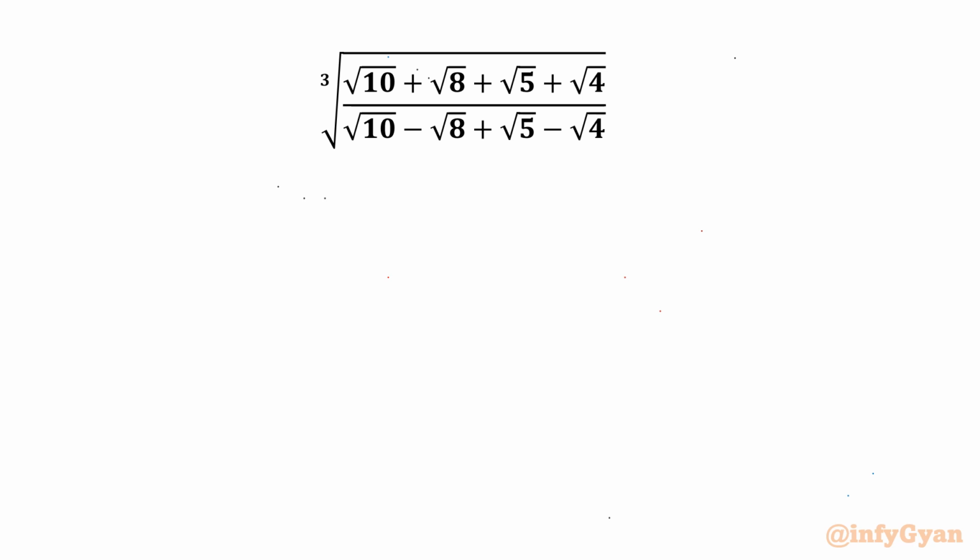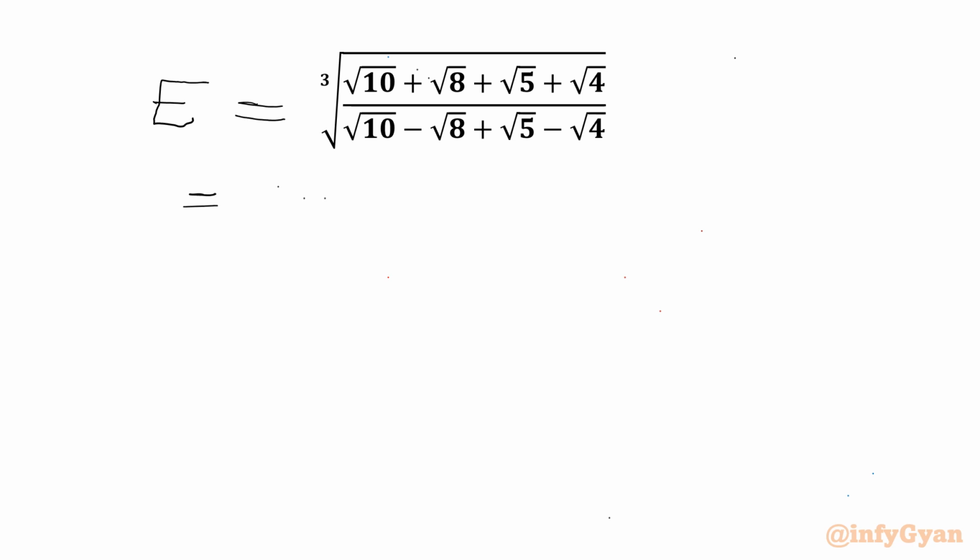In this video, we have one very interesting and challenging question from radical mathematics. We have to evaluate the cube root of (square root 10 plus root 8 plus root 5 plus root 4) over (root 10 minus root 8 plus root 5 minus root 4). So let's get started by considering the given expression as E.